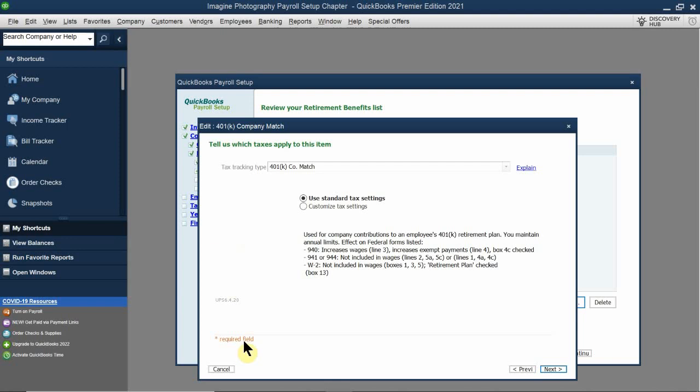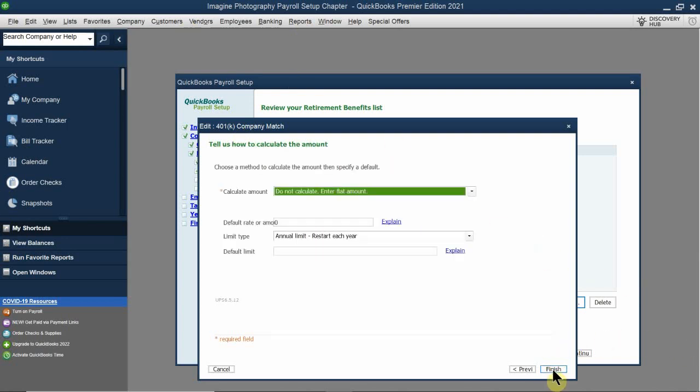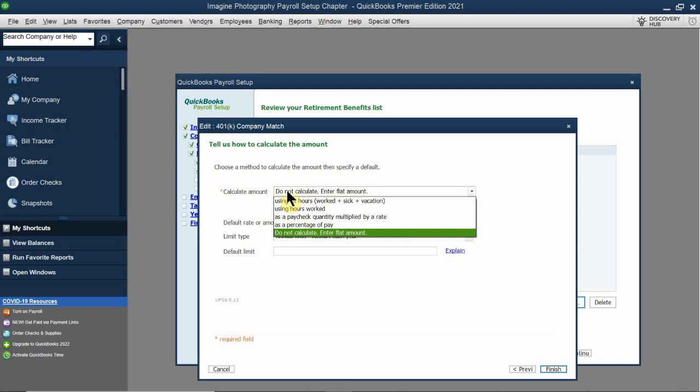So again, all of these accounts that I am picking from are what already exist in your chart of accounts. So again, you may have to set that up if you don't have it. Okay. And then, of course, use standard tax. Okay. And then now this is how much I'm going to be capping off the company's portion of how much they can contribute to the 401k. So in this case, yes, we are going to calculate it based on a percentage of pay.